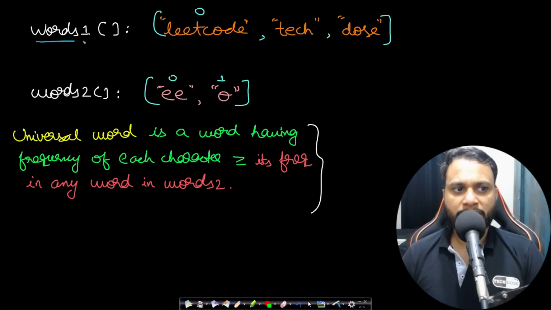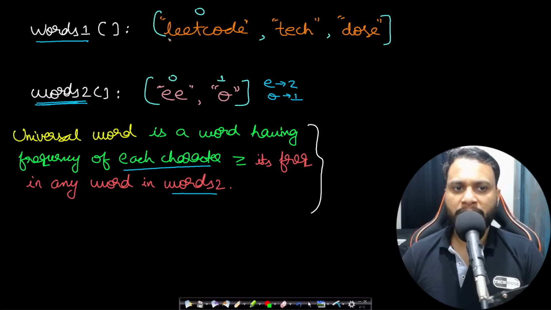In this case, let's say we are given words1 and words2, and the universal word is a word in words1 having the frequency of each character greater than or equal to its frequency in any word in words2. What do I mean by that? In this case, if I find out the maximum frequency of each of the characters in words2, then E is occurring 2 times and O is occurring 1 time.